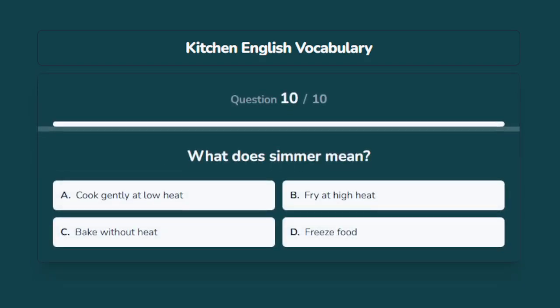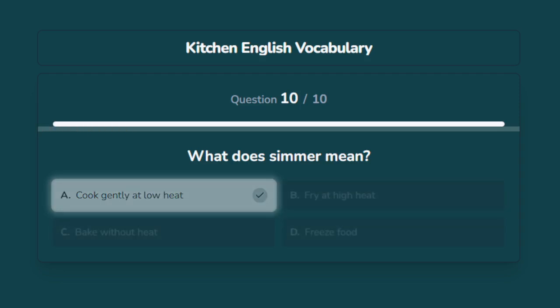What does simmer mean? Options are A. Cook gently at low heat, B. Fry at high heat, C. Bake without heat, D. Freeze food. The correct answer is cook gently at low heat.